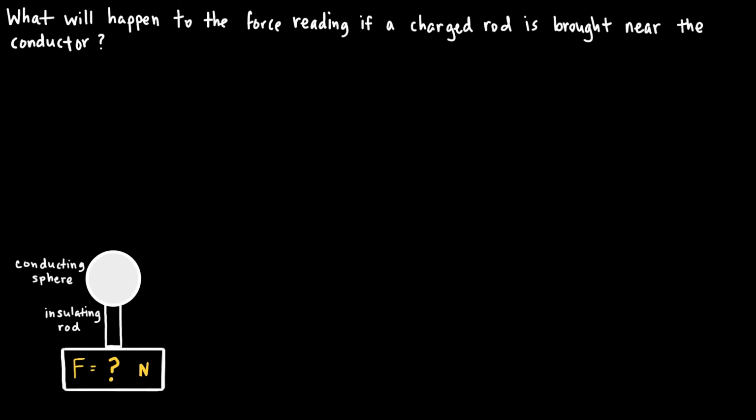This problem might look something like this. After placing the sphere and the rod on top of the scale, it will read some force, and you could record that measurement. And then you would take a rod, and you would give that rod some charge. And maybe, for example, you give that rod a net negative charge. And you would bring that negatively charged rod toward the sphere, and then observe what happens to the force reading. The force reading could either increase or decrease or remain the same.